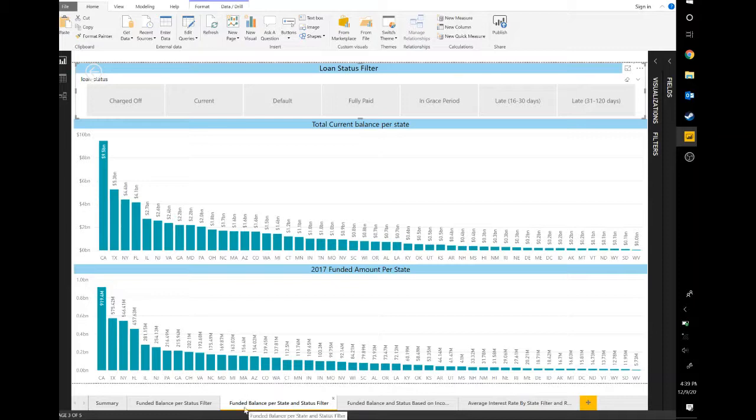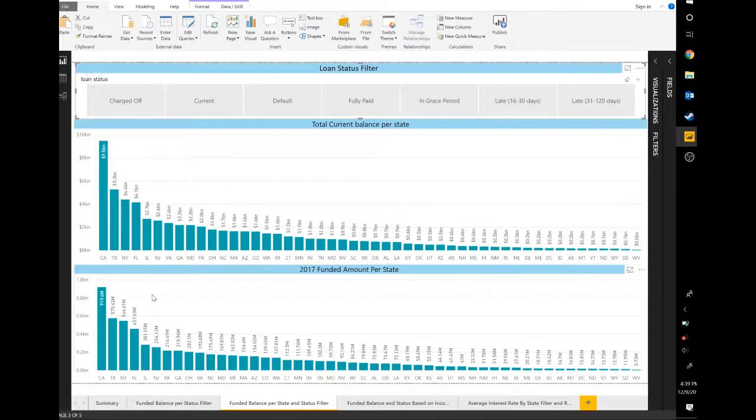This tab represents loans that are housed in each state. As you can see, out of $64 billion, we have $9 billion that is in California, indicating that Lending Club has the most business in California, followed by Texas, then New York, and so forth.